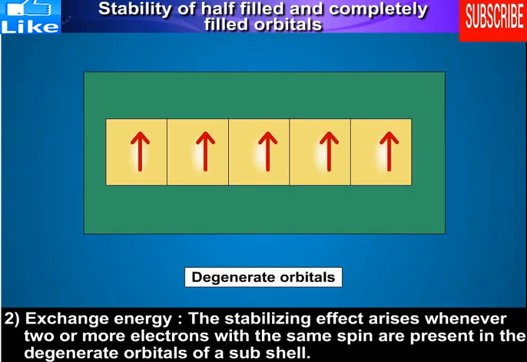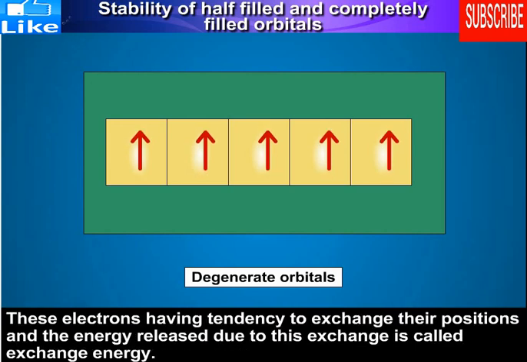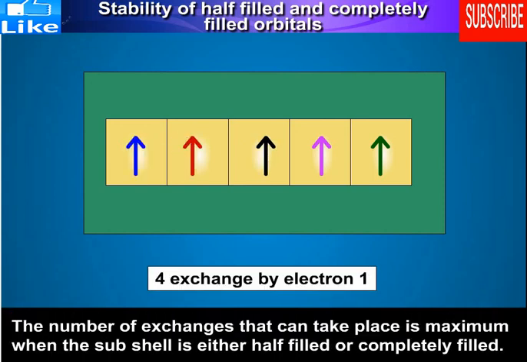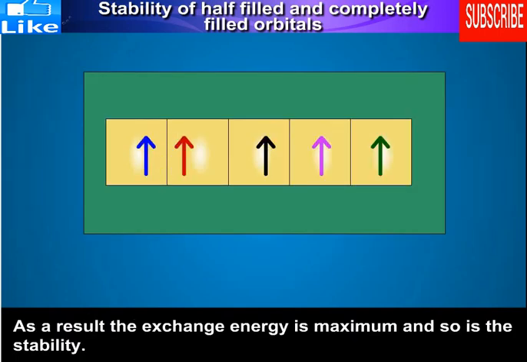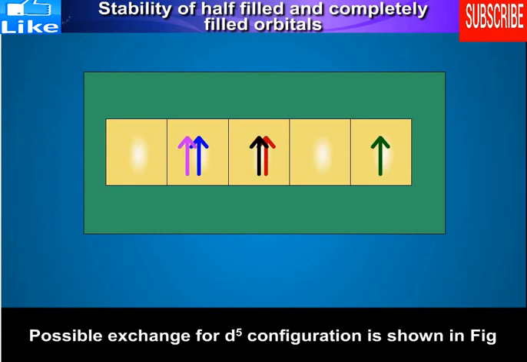2. Exchange energy. The stabilizing effect arises whenever 2 or more electrons with the same spin are present in the degenerate orbitals of a subshell. These electrons have a tendency to exchange their positions, and the energy released due to this exchange is called exchange energy. The number of exchanges that can take place is maximum when the subshell is either half-filled or completely filled. As a result, the exchange energy is maximum, and so is the stability. Possible exchanges for the d5 configuration are shown.